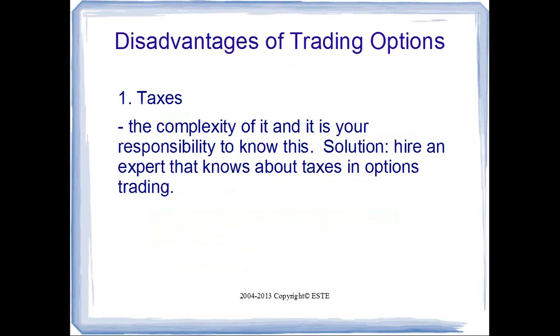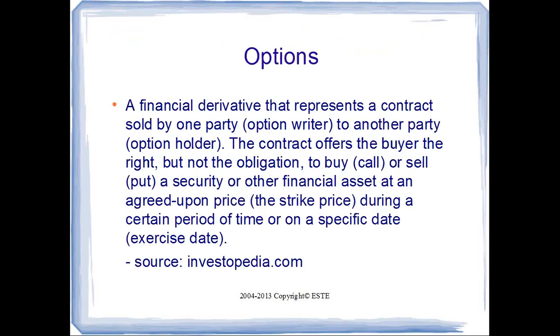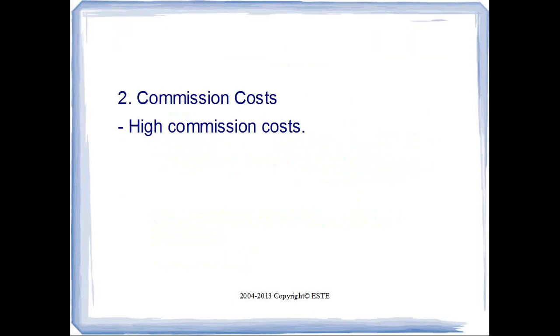Okay, so what are the disadvantages? One, taxes and the complexity of it, and it is your responsibility to know this. The solution is to hire a good expert, an accountant who knows about options. Two, commission costs. There are high commission costs when it comes to trading options. When I used to trade options, I needed to make at least a minimum of 30% on each trade just to break even.